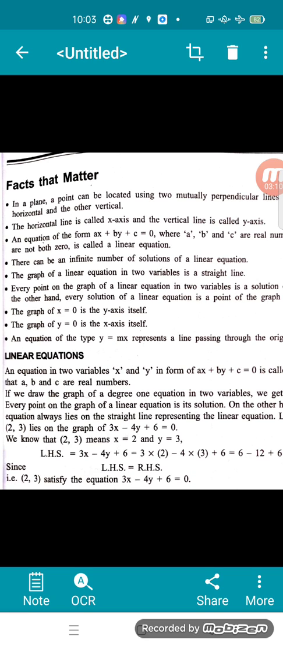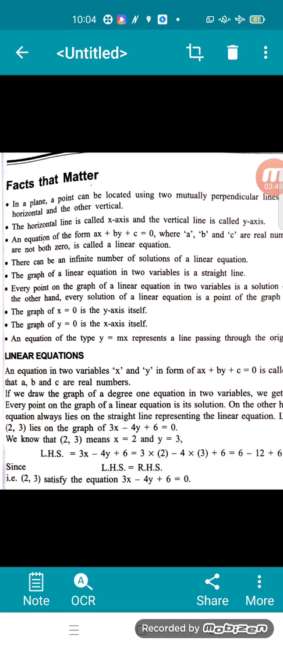Very important point. The graph of a linear equation in two variables is a straight line. Every point on the graph of a linear equation in two variables is a solution of the linear equation. On the other hand, every solution of a linear equation is a point of the graph of the linear equation. The graph of x equal to 0 is the y-axis itself. The graph of y equal to 0 is the x-axis itself. An equation of the type y is equal to mx represents a line passing through the origin. What is origin? Where the two axes meet, that point is called origin.